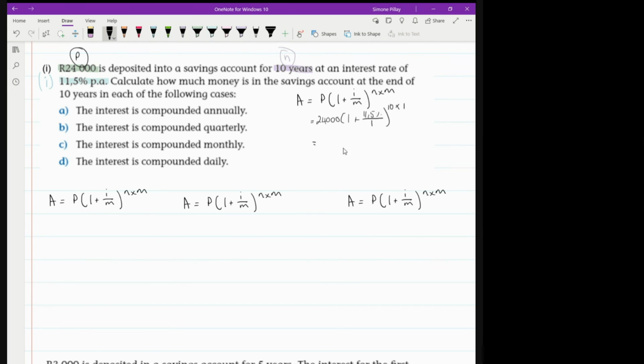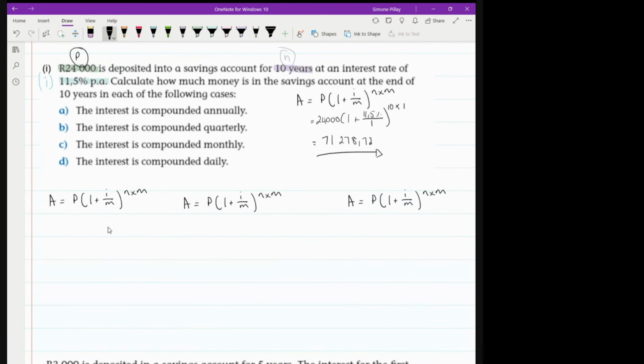I'm going to take your answer and I'll double check it just now. 728.72, let me check. 24,000 times (1 plus 11.5%), close brackets, to the exponent of 10. 71,278.72 rand, 100%. So this is what our future value is when our interest is compounded annually.